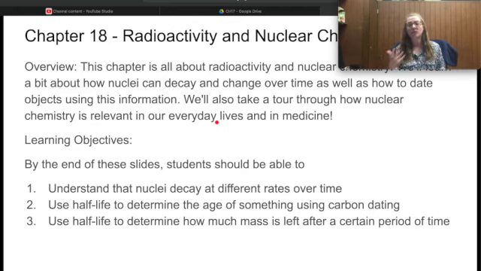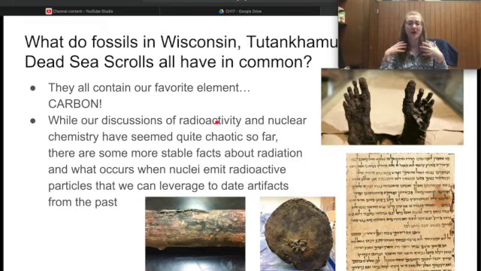We're going to talk a little bit about how we use this to determine the age of something with carbon dating. Or we could also determine how much mass of something is left after a certain period of time, after how much we would have expected it to decay. So, what do fossils in Wisconsin, Tutankhamun, and the Dead Sea Scrolls all have in common? Well, they all contain our favorite element, carbon.